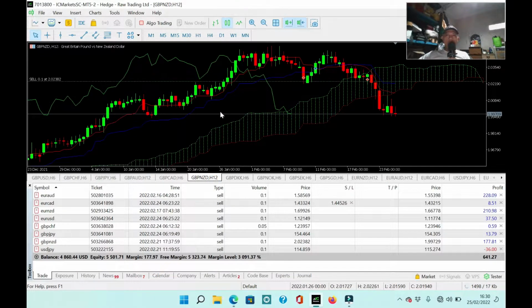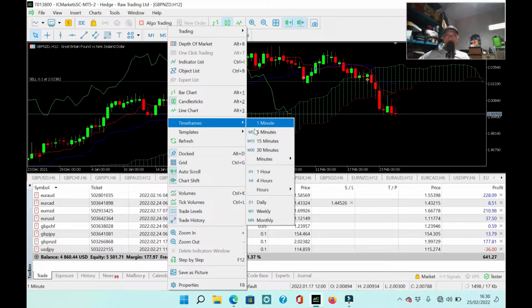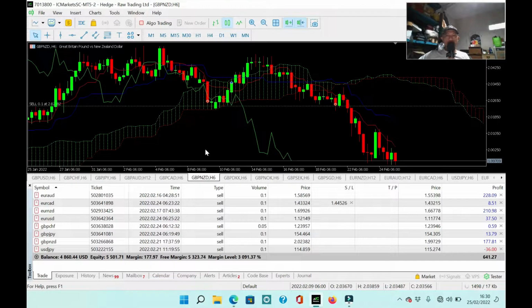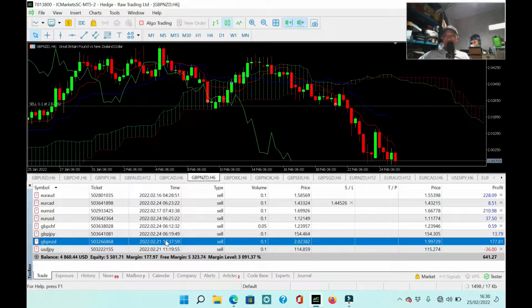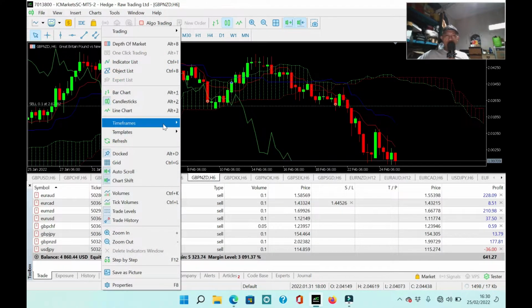Next trade, pound sterling Canadian dollar. This one is GBP NZD or pound sterling New Zealand dollar. New Zealand dollar, we're going down. Oh, very nice. And now $177 floating profit. Not so bad.